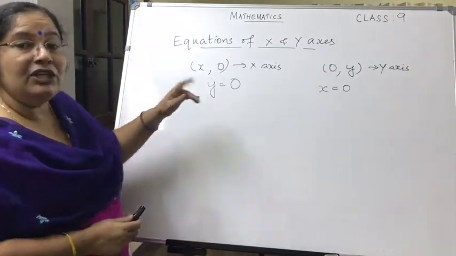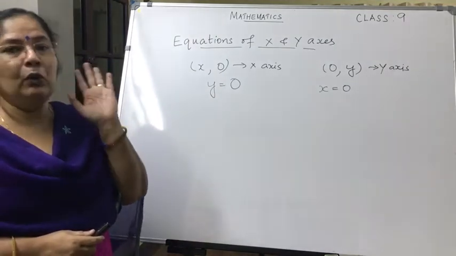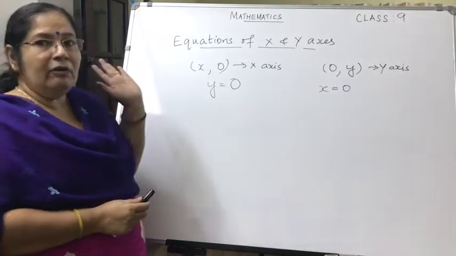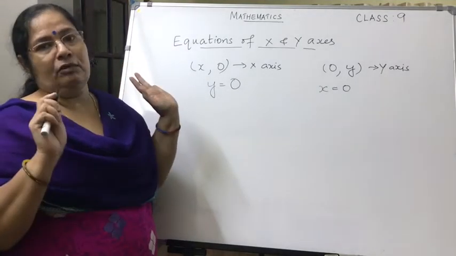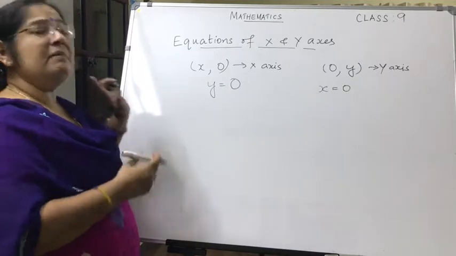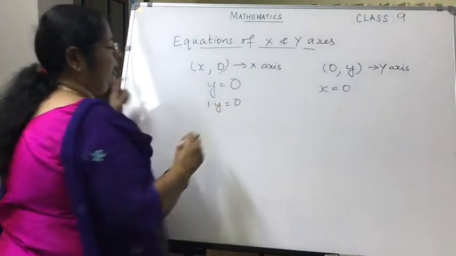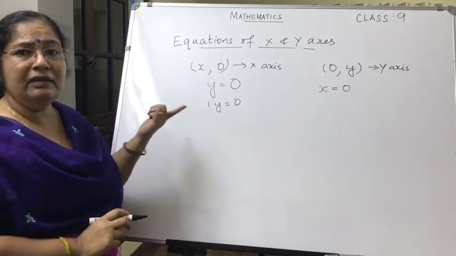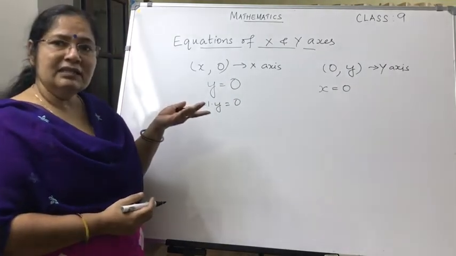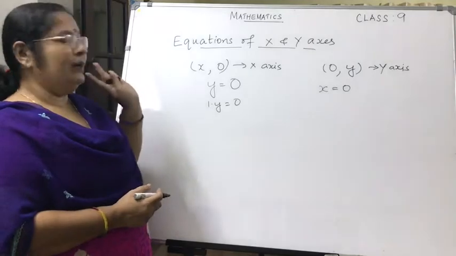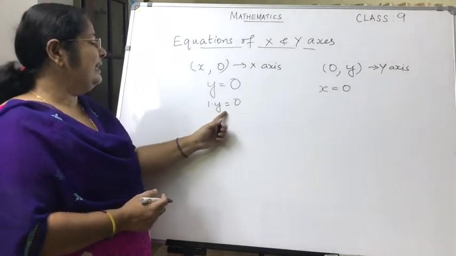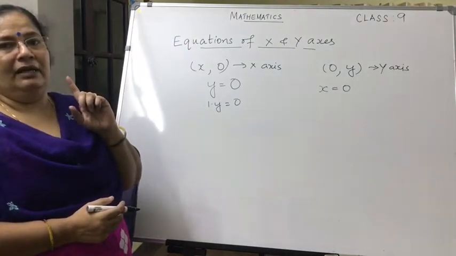Now when you look into this equation, say y equal to 0, this is an equation in one variable only, because you see only one variable here. Y is equal to 0. This is same as writing 1 into y is equal to 0. Can't we write like this? 1 into y equals 0, because 1 into y is y itself. So this is the equation in one variable.